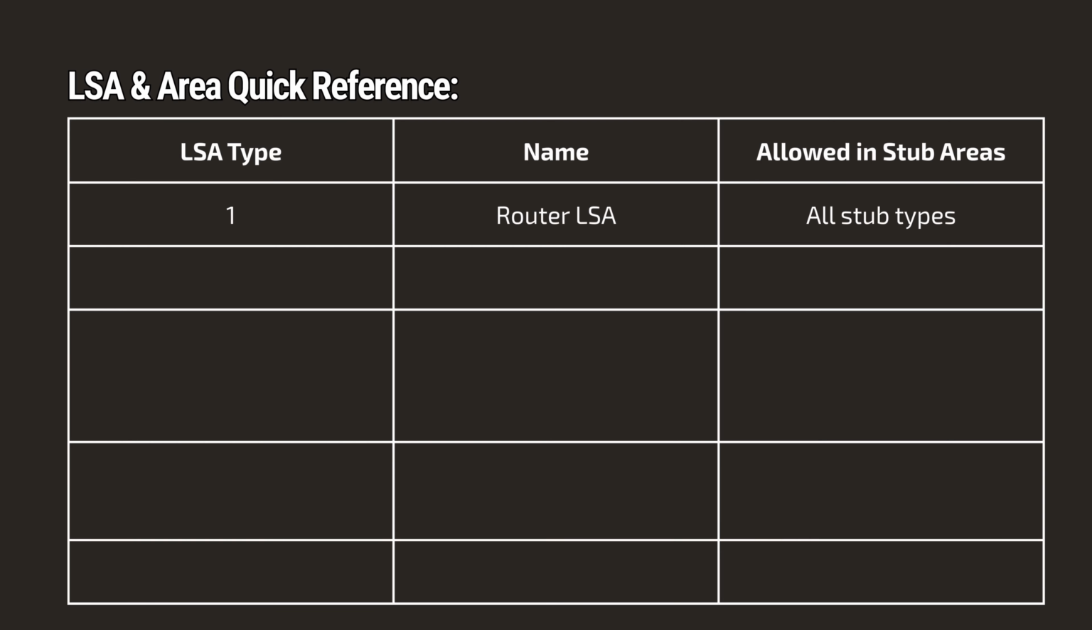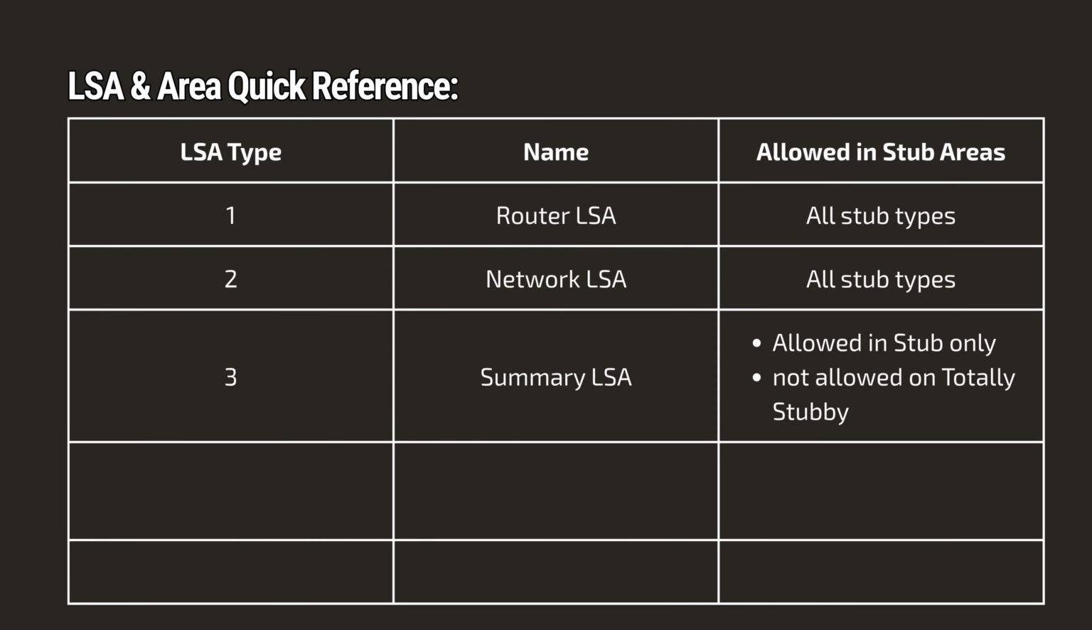LSA and area quick reference. LSA Type 1 is the router LSA. It's allowed on all stub types. LSA Type 2 is the network LSA. It's allowed on all stub types. LSA Type 3 is the summary LSA. It's allowed on stub areas but not on totally stubby areas.